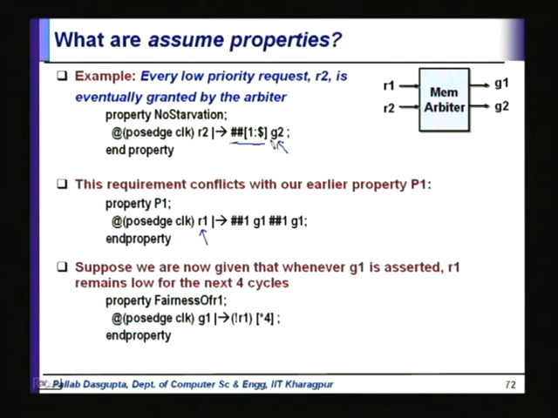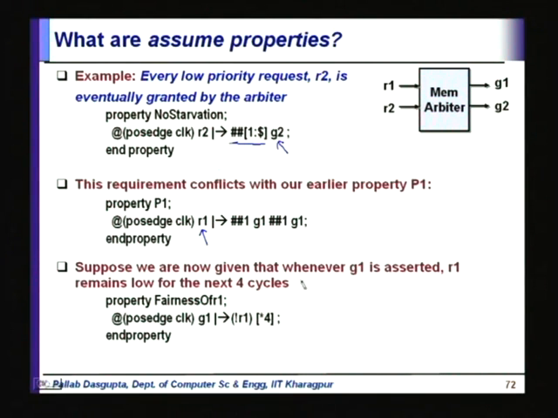Now, understand the situation. In general, if you give these 2 properties, there is a conflict. But we may know that for our system, R1 will not be asserted forever. This is our understanding of the context in which this arbiter is being used. So, this assumption is coming from the rest of the world. It is coming from all those devices which request the memory arbiter. So, that is the assumption.